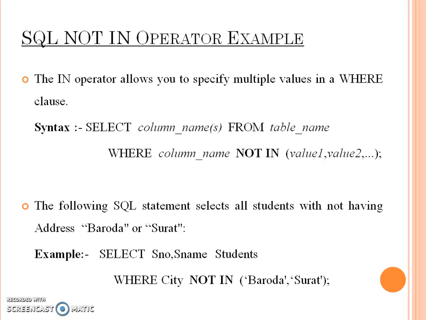The NOT IN operator is going to reverse the functionality of the IN operator. Previously we listed the details of all the students who are living either in Vadodara or in Surat. If I write it as NOT IN, I will get the details, that is S number and S name, of all those students who are not living in Vadodara and Surat. The address can be anything but not Vadodara and Surat.